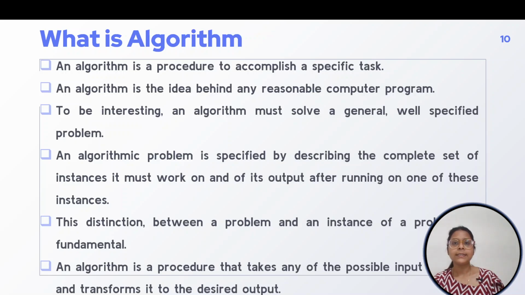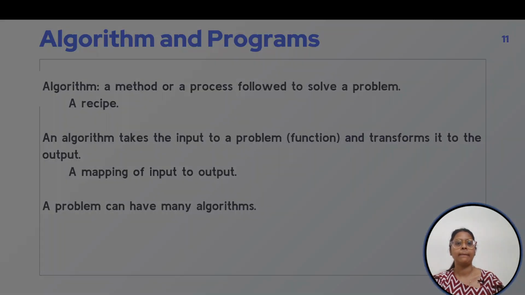Now there are some more points that need to be taken care of. An algorithm is a procedure to accomplish a specific task. It is the idea behind any reasonable computer program. An algorithm must solve a general, well-defined, well-specified problem. Whatever problem you are solving, you should come out with an output. You should have the best algorithm out of all the algorithms. You should analyze your algorithm on the basis of time, space and other things. So this is what an algorithm is.